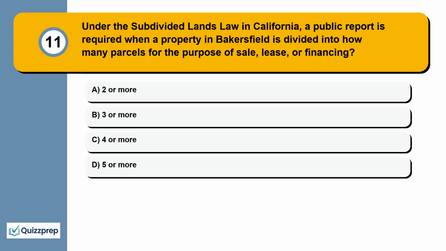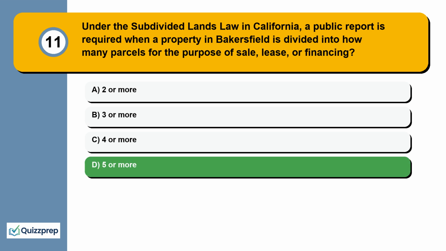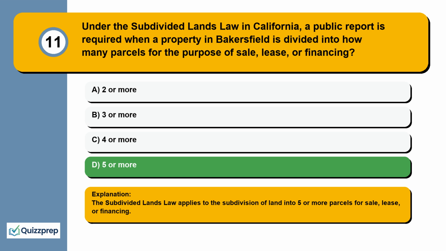Question 11. Under the subdivided lands law in California, a public report is required when a property in Bakersfield is divided into how many parcels for the purpose of sale, lease, or financing. 2 or more, 3 or more, 4 or more, 5 or more. The subdivided lands law applies to the subdivision of land into 5 or more parcels for sale, lease, or financing.